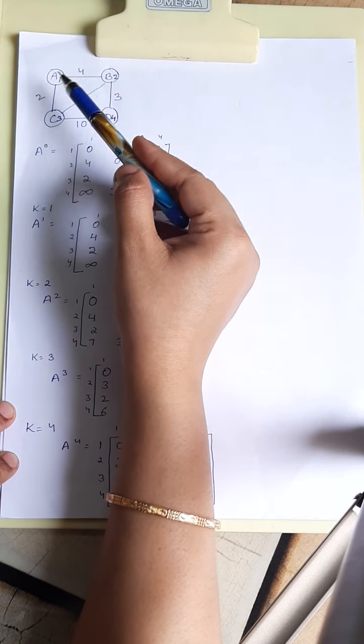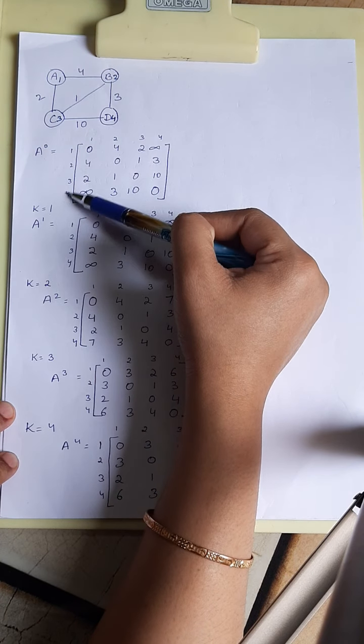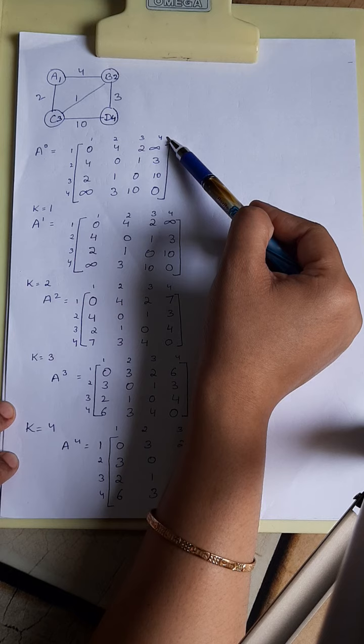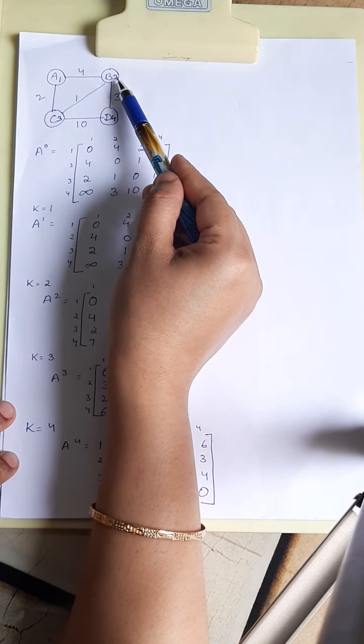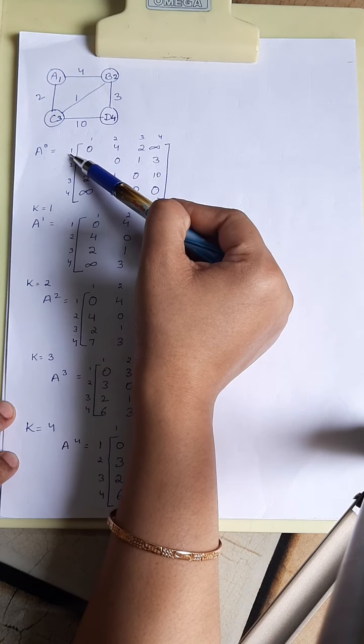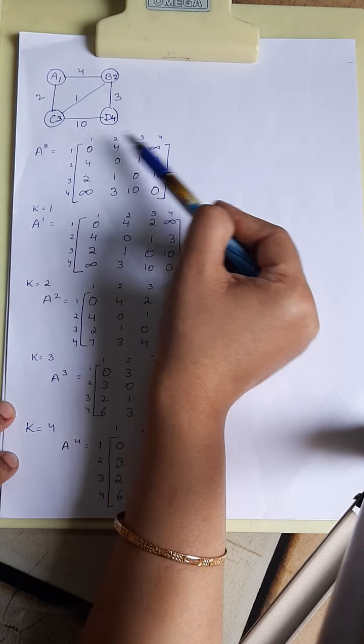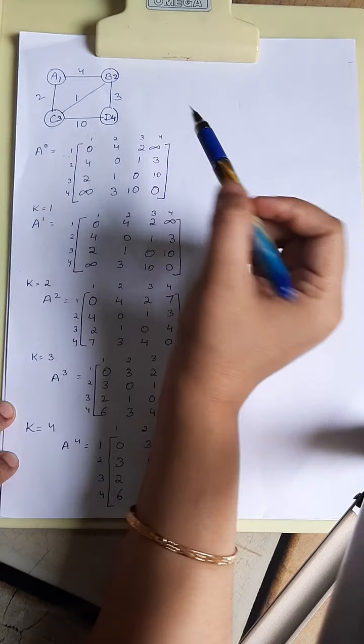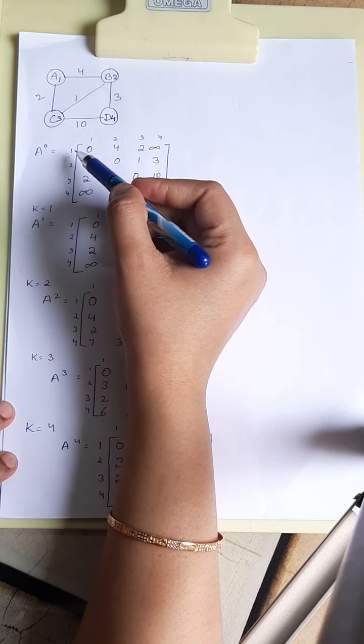Okay. So as indexes we have to take 1, 2, 3, 4. We are not taking A, B, C, D. That's why we have written A as 1, B as 2, C as 3 and D as 4, because we have to take edges from 1 to 2, 1 to 3, 1 to 4 like that. Now see, we will start with 1 to 1.